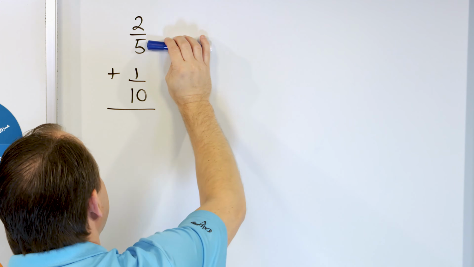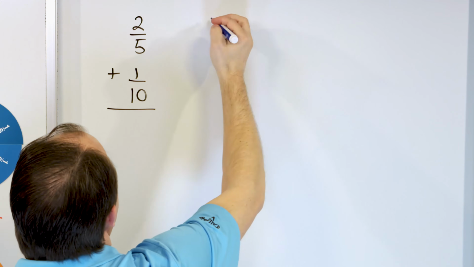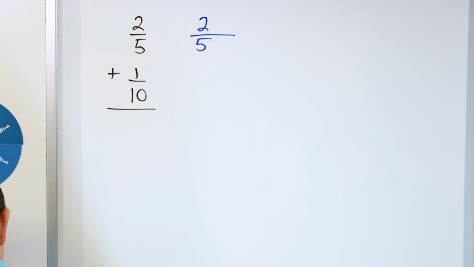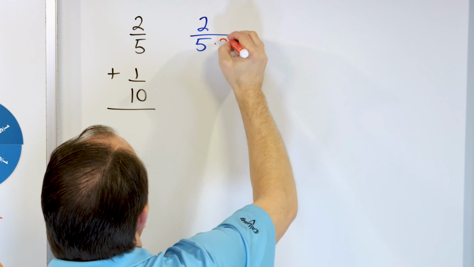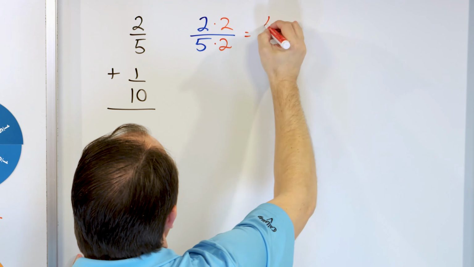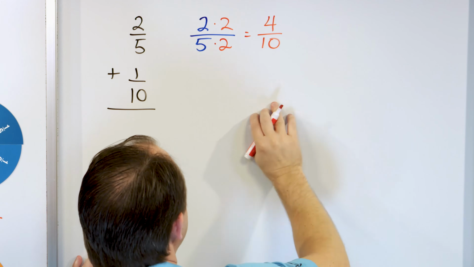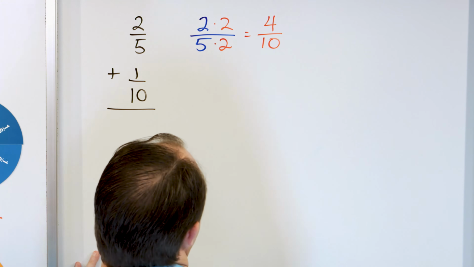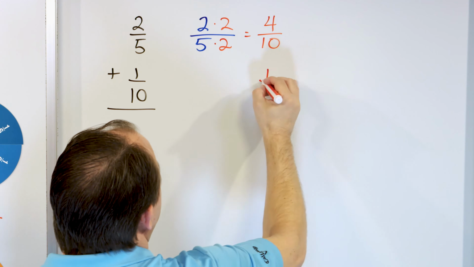I know that 5 times 2 is 10, so I'm going to change the top fraction. I'm going to say 2/5. I can multiply top and bottom by whatever I want. So I'm going to multiply this times 2 and times 2. 2 times 2 is 4. 5 times 2 is 10. We're saying that 4/10 is exactly the same thing as 2/5. That's what we're saying. And then 1/10 is what we're adding it to here.